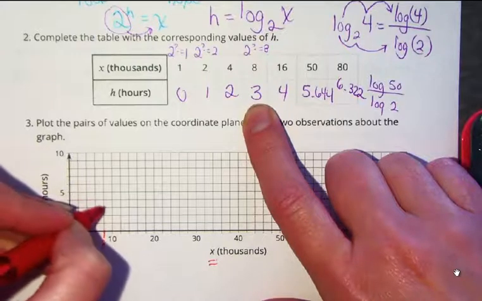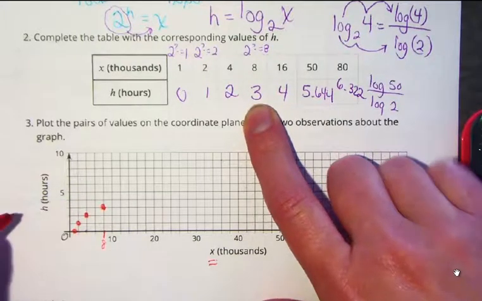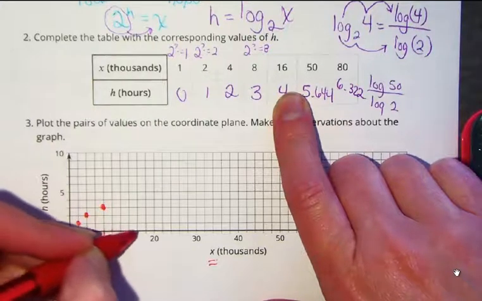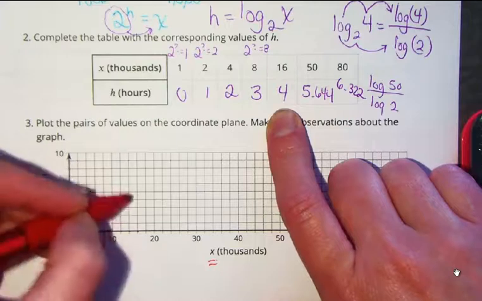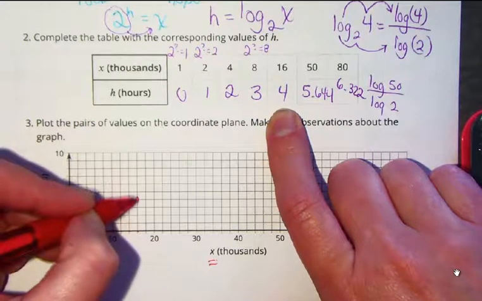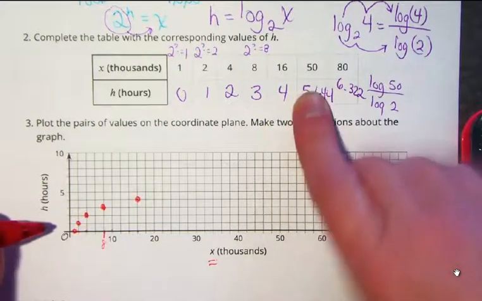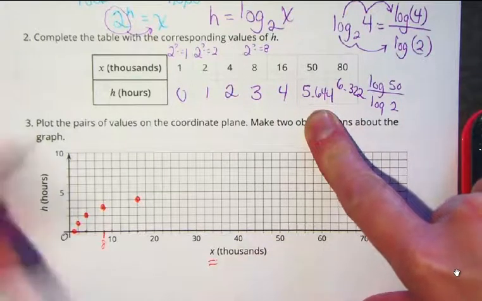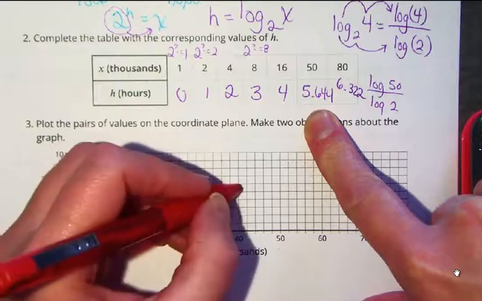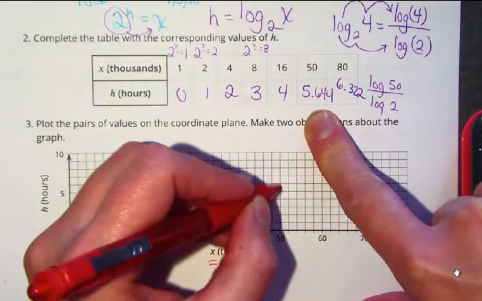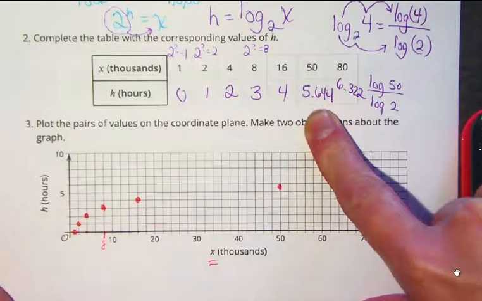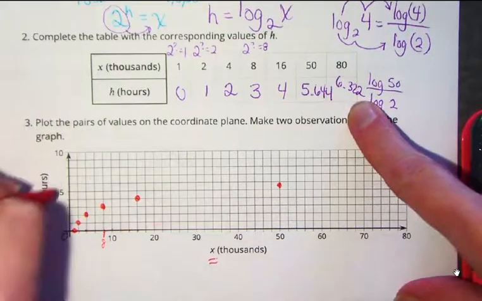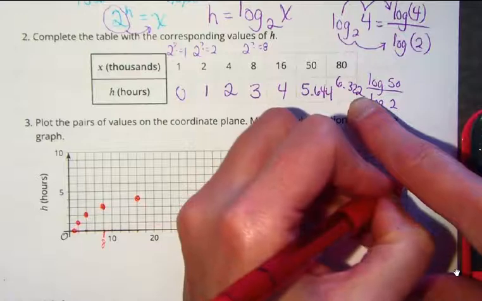Our exponent was 3. 16, so 10, 12, 14, 16. Our exponent's up at 4. Our x of 50 was at about 5.644, so I'm going to just follow that over at 50. And last but not least, all the way over at the end here, 80, we need 6.3, so that's just above that next line.